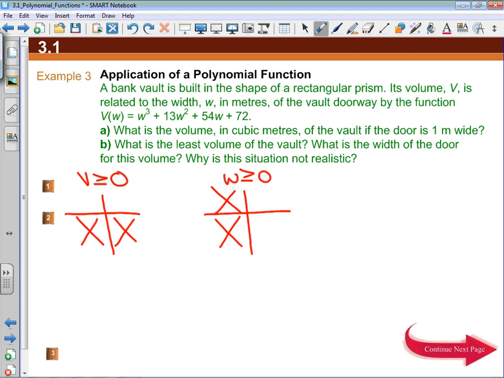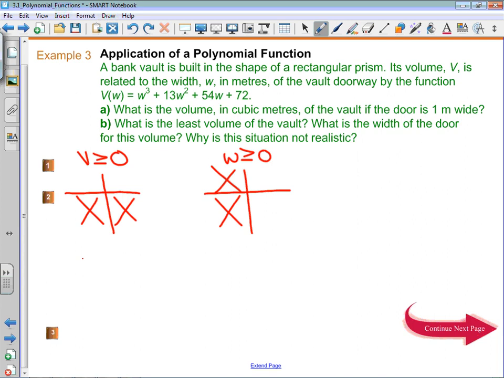All right, part A is really just making sure we understand the benefits of function notation. What they want us to do in part A is find the volume of the vault when W is equal to 1. We spent some time with function notation in chapter 1 and chapter 2. This is telling me to take V of W and replace the W variable with the value 1.